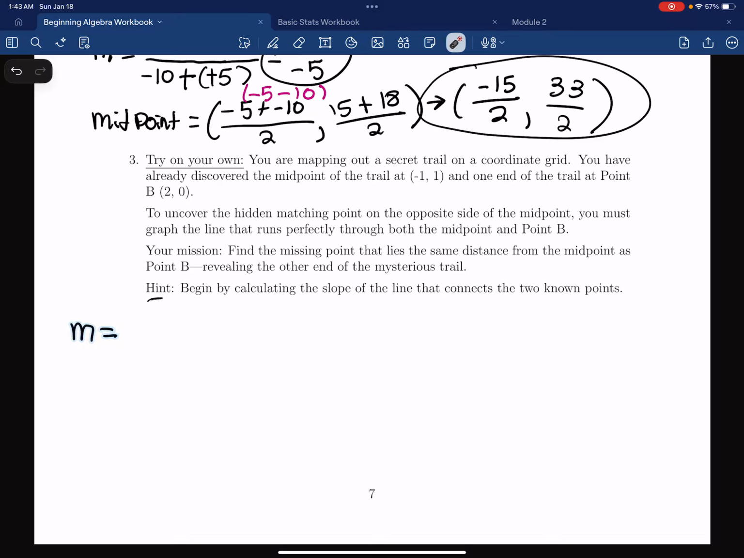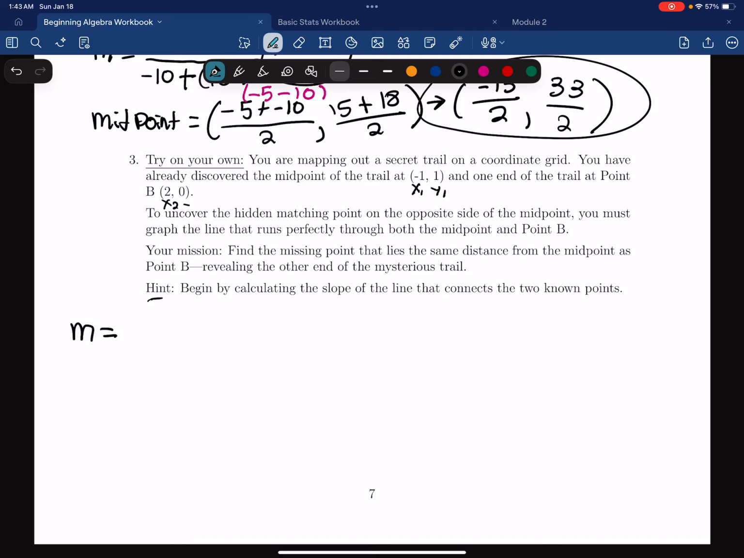So we have x1, y1, and then x2, y2. So I'm going to take 0, y2, minus y1, divide that by x2, which is 2, minus x1, which is -1. 0 minus 1, that's just -1.